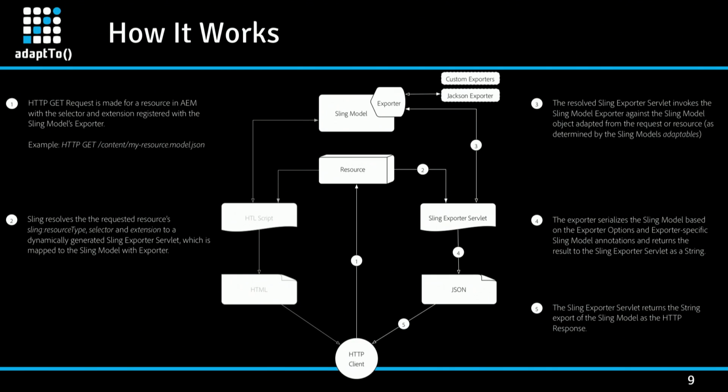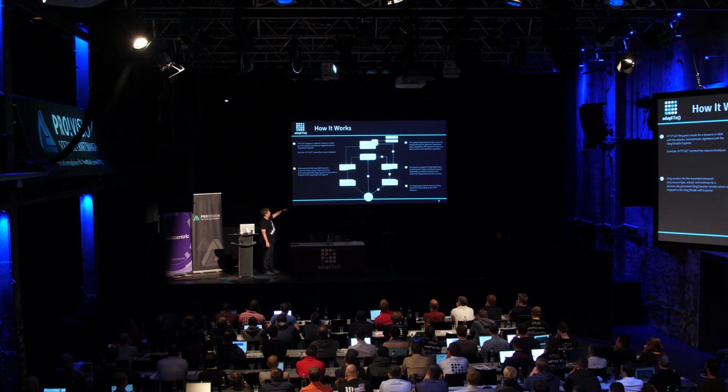The exporter servlet does the adaptation to the specific model class. Then it calls the named exporter, in the case I gave earlier, the Jackson exporter, but it could be a custom exporter, and then serves that back to the client down here. And in all of this, the only code that the developer is really responsible for is that Sling model up at the top. What's shown on the left side here that's sort of grayed out is how that same model class can be used from an HTML script or a JSP or whatever kind of scripting you want to do.